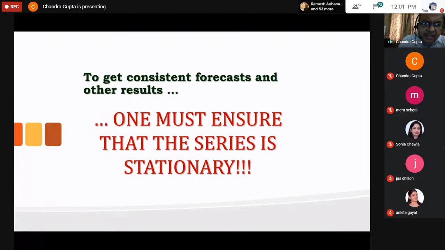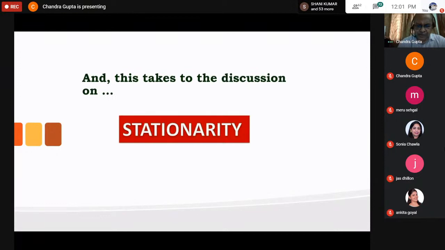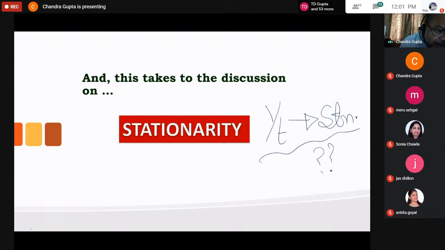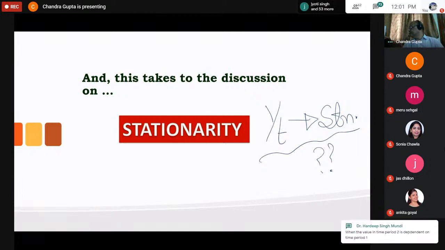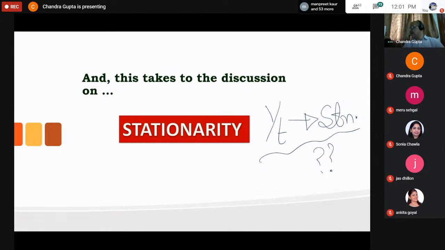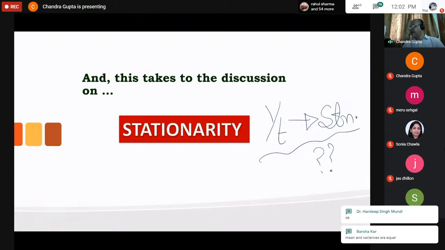To get consistent forecasts and other results, one must ensure that the series is a stationary series. And friends, that's what we are going to talk about: the concept of stationarity. So, Dr. Hardeep, can you tell me what you understand by stationarity of a series? When will you say a series Yt is a stationary series? Any one of you can give me an idea? No, Dr. Deep, that's not the way. The value in time period 2 is dependent on time period 1. That's not the way we look at and understand stationarity.